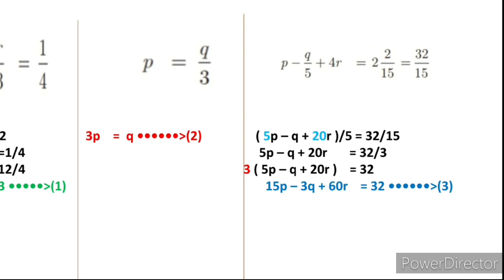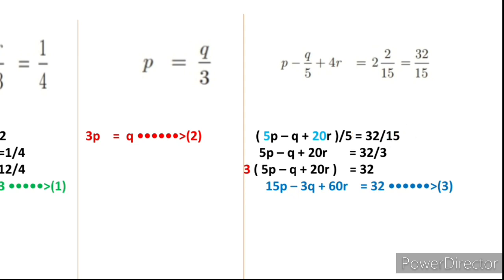Just simplify here. 5 ones are 5, 5 3s are 15. Remember, you have to simplify numerator to numerator and denominator to denominator. So we have to simplify the numerators and the denominators separately. Here 5 is in the denominator and here 15 is in the denominator. So I simplify here: 5 ones are 5, 5 3s are 15.